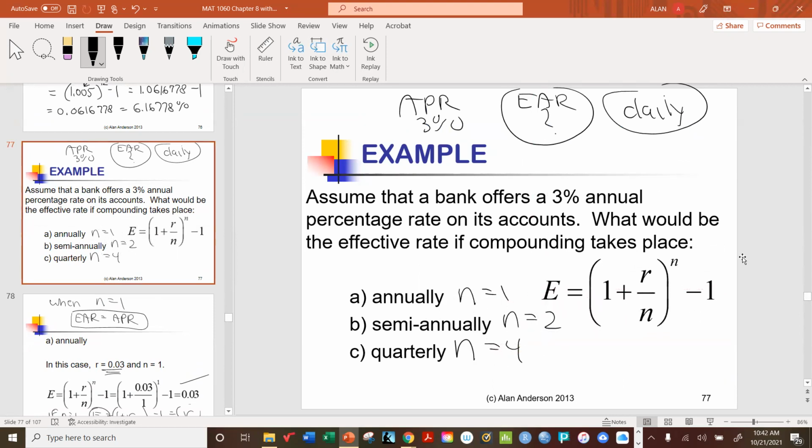And so we're going to assume that a bank offers a 3% APR on its accounts. And these are the 3 different compounding conventions that we might see. And so what we would like to be able to do is calculate the EAR under all 3 of these circumstances. In other words, calculate it once where n equals 1, calculate it again where n equals 2, and then try it again where n equals 4.